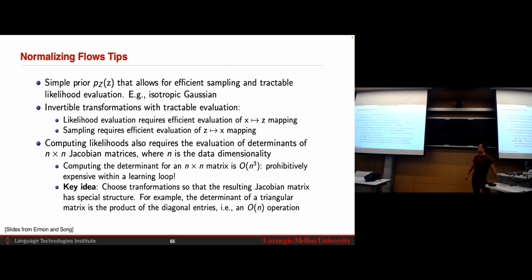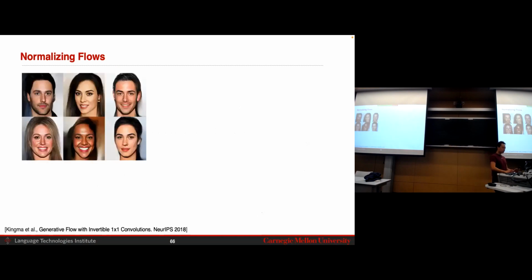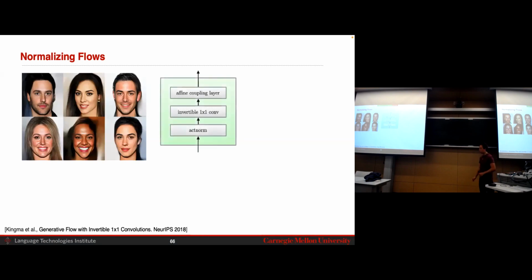So some tricks. Again, please refer to this nice course on deep generative models for more details. And just to give one example of these in practice, this was probably one of the very popular normalizing flow models that generated these faces with high accuracy, high fidelity. And they basically compose invertible functions like this: act norm, invertible 1-by-1 convolution, affine coupling layer.